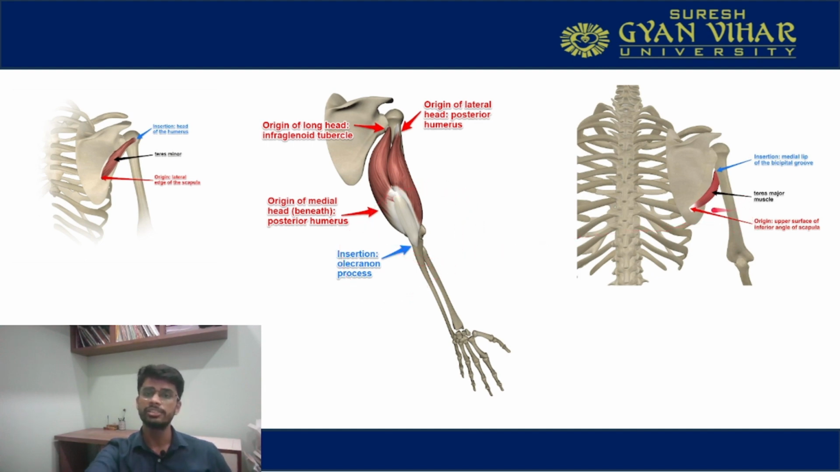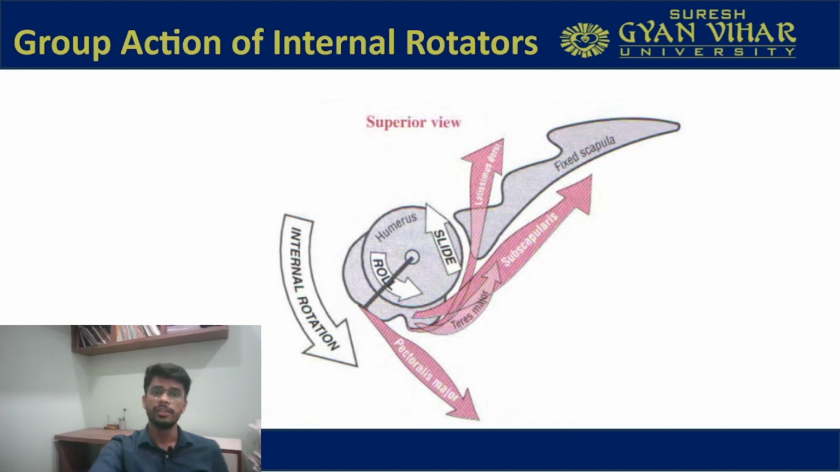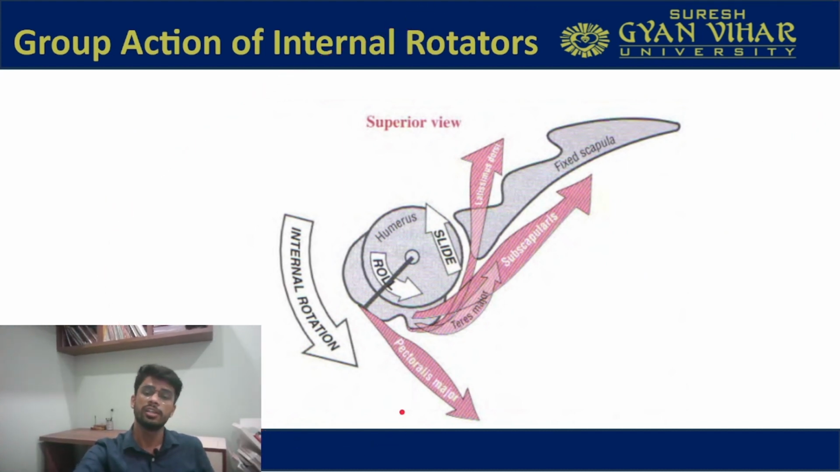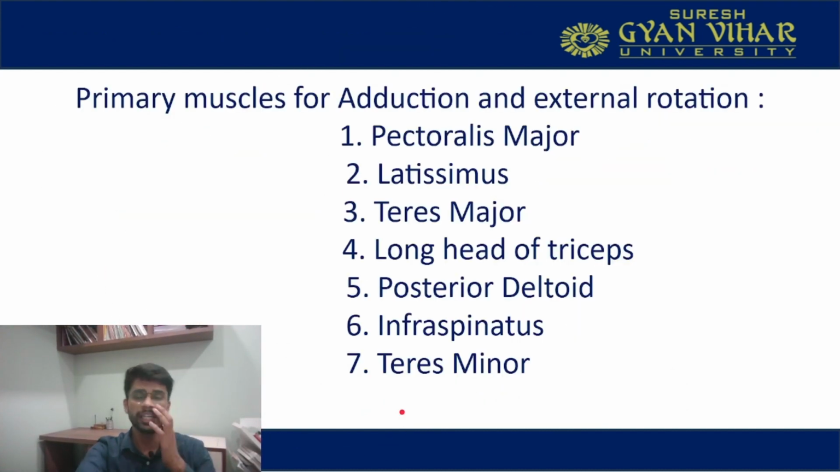This is the teres major muscle. It originates from the inferior angle of the scapula and gets inserted at the medial lip of the bicipital groove that I told you earlier. On the lateral lip it is your pectoralis major, on the medial lip it is your teres major, and in between them there is latissimus dorsi. This is the picture depicting the adductors and external rotator muscles.